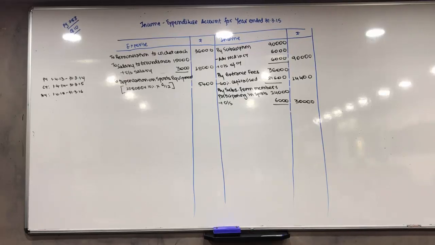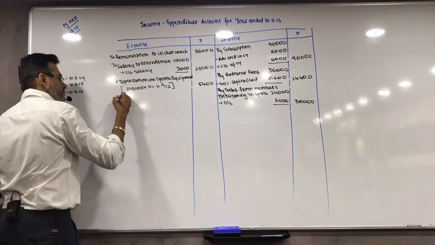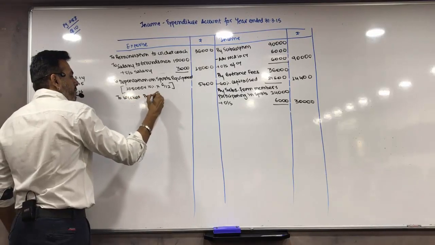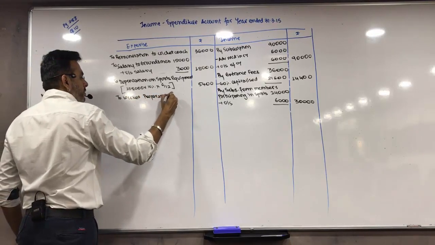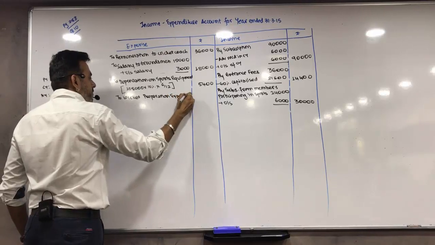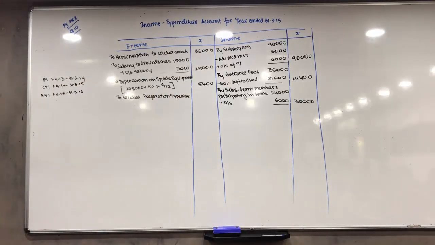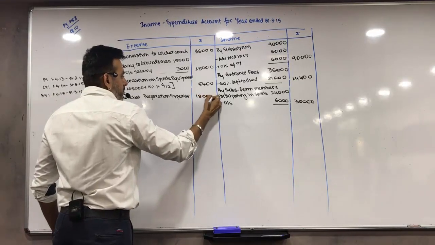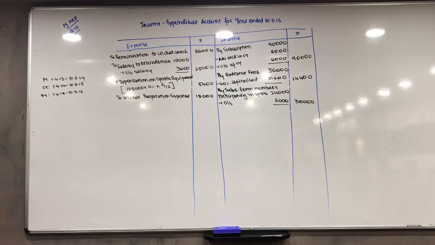Ticket preparation expense 18,000. To wicket preparation expense 18,000. Tournament prize distribution, let us leave it for now. We are not going to do it right now.